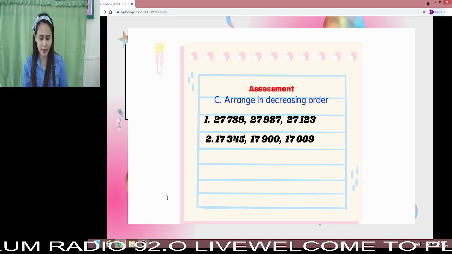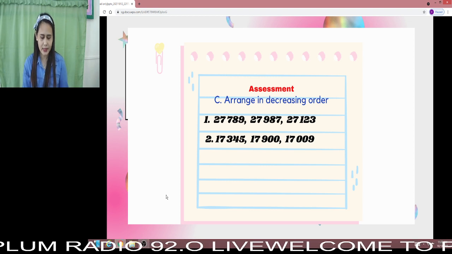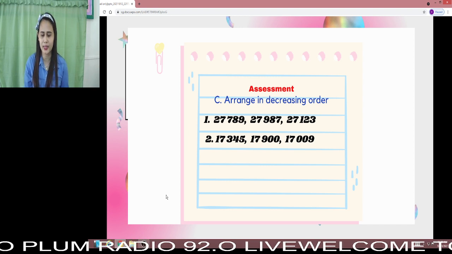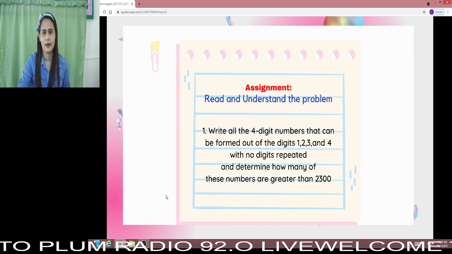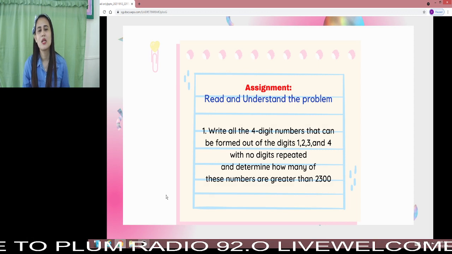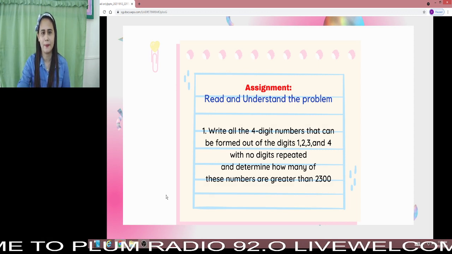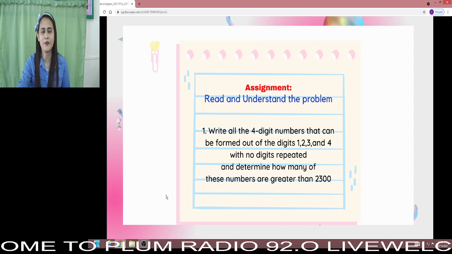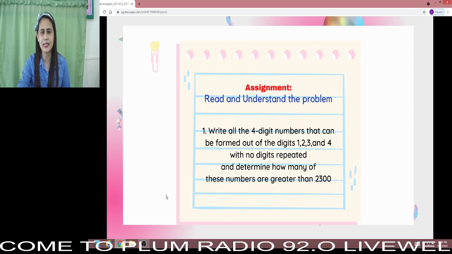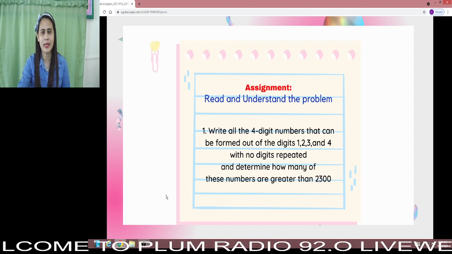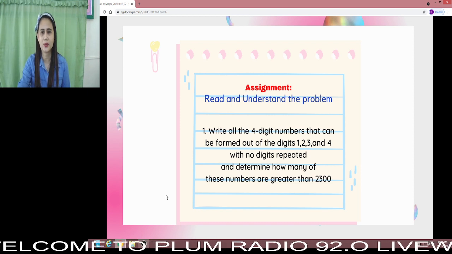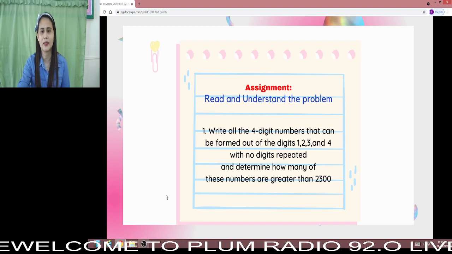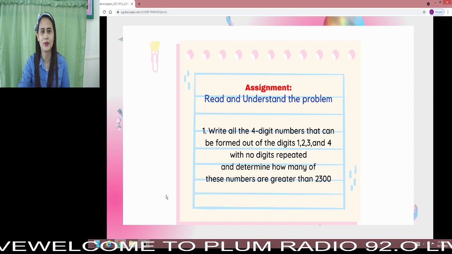Are you done answering? If yes, time to check. Please go to page 10 for the answer key. And for your assignment, read and understand the problem. Number 1, write all the 4-digit numbers that can be formed out of the digits 1, 2, 3, and 4 with no digits repeated, and determine how many of these numbers are greater than 2,300.